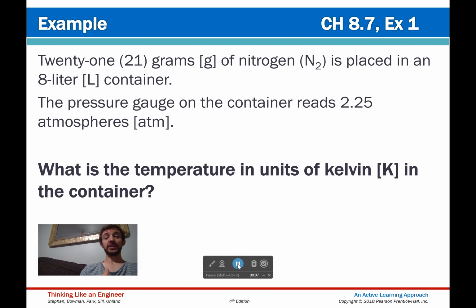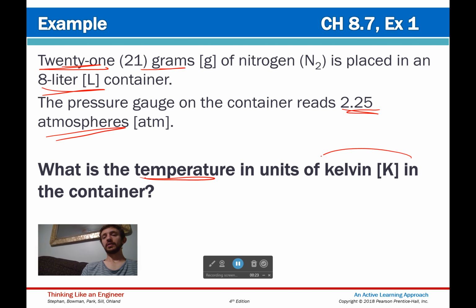As part of this problem, let's just read through it. So we have 21 grams of nitrogen, placed in an 8-liter container. The pressure gauge on the container reads 2.25 atmospheres. What is the temperature in units of Kelvin in this container?